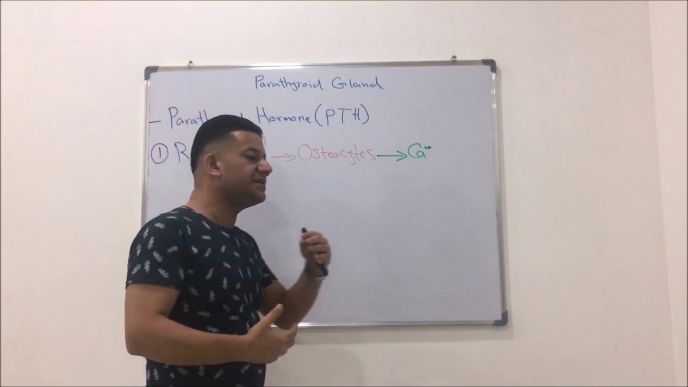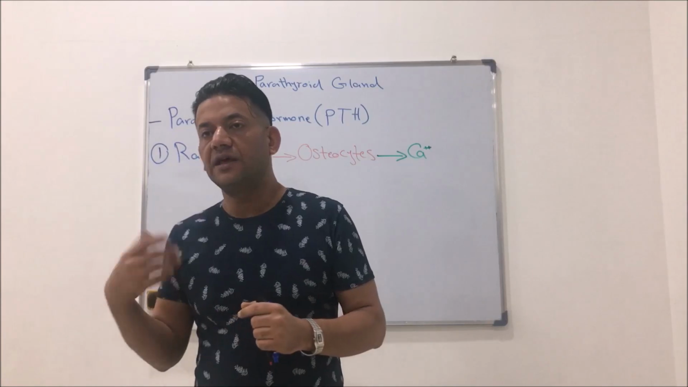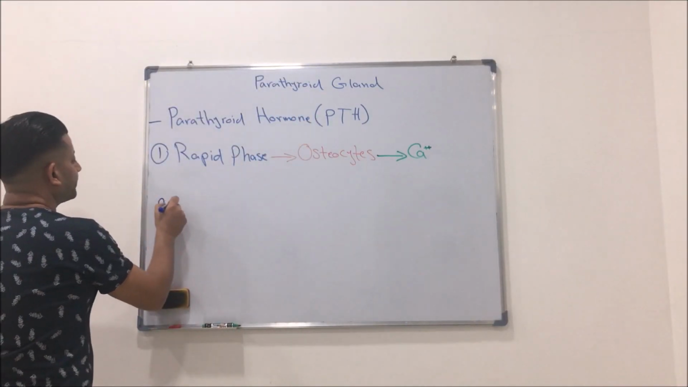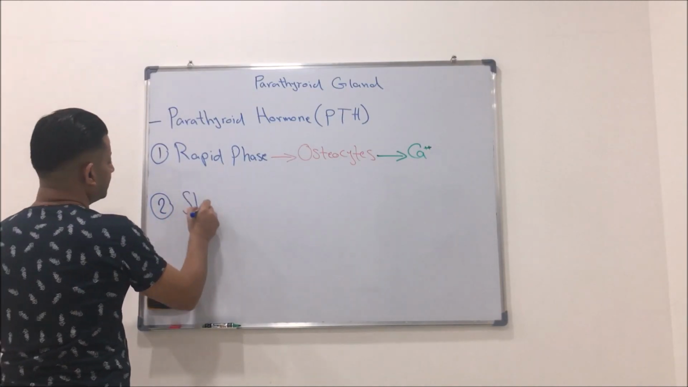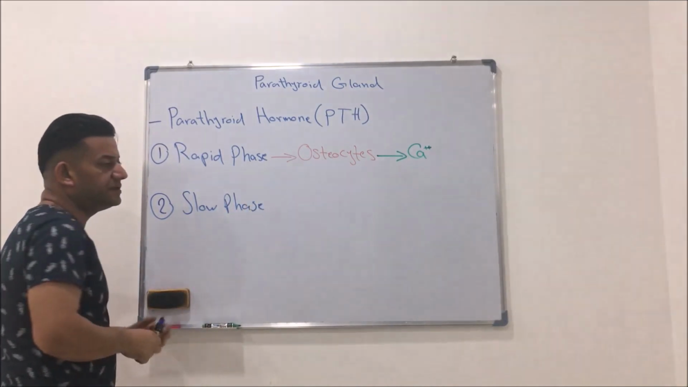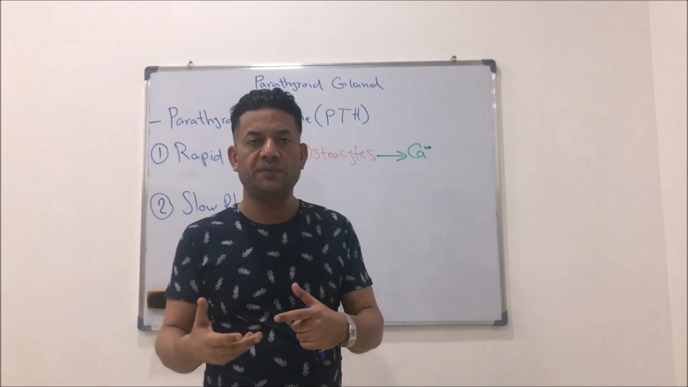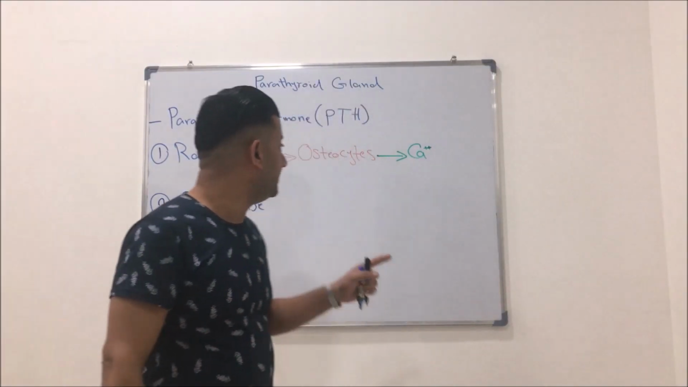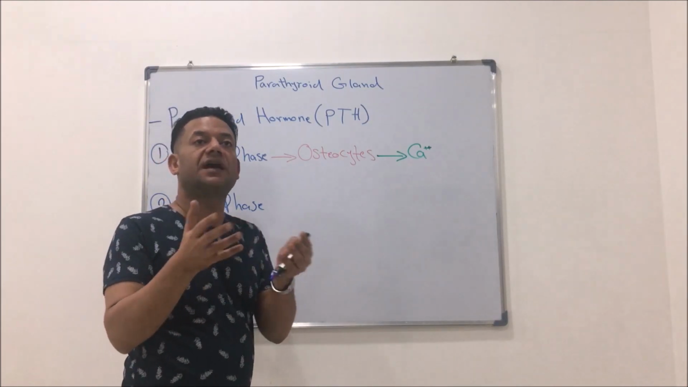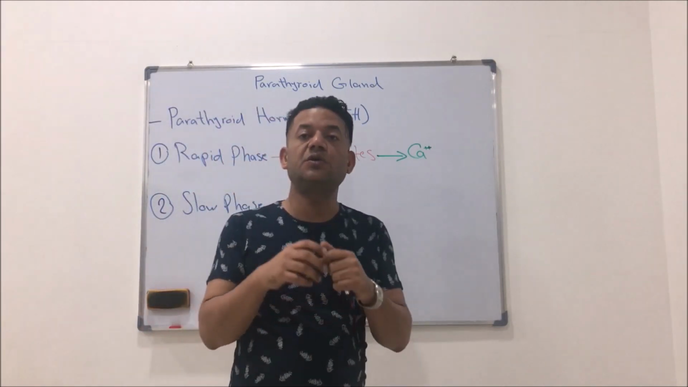So if the decrease in calcium continues for a long time, there will be the second phase, which is called the slow phase. This phase needs many days to develop, and in this case, not only will the osteocytes be stimulated to release calcium. No, in this case, there will be proliferation of osteoclasts.